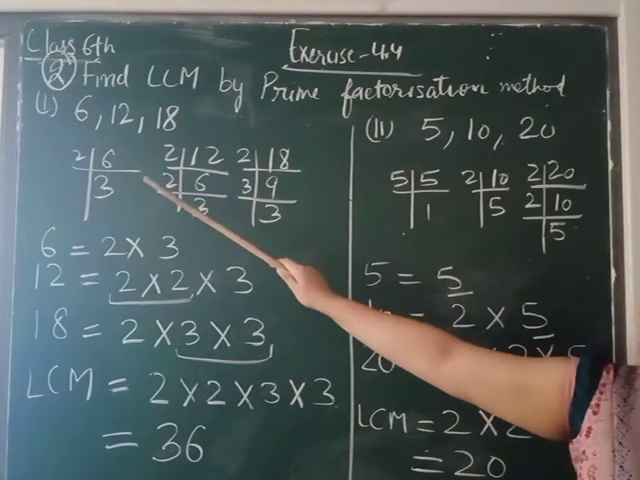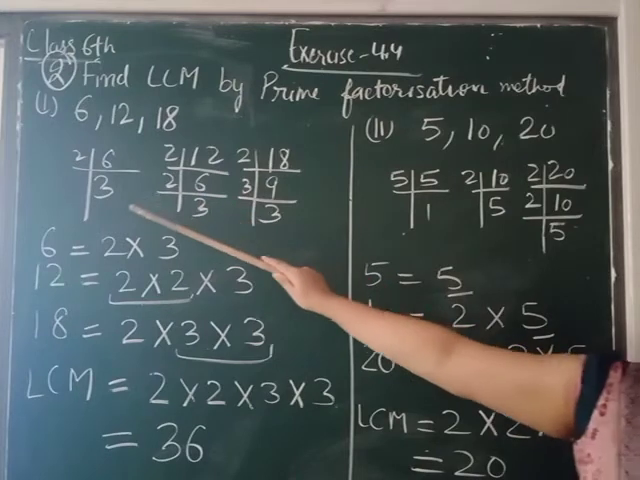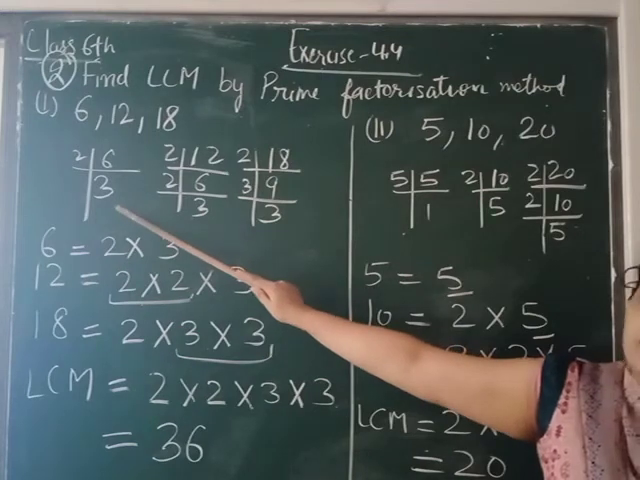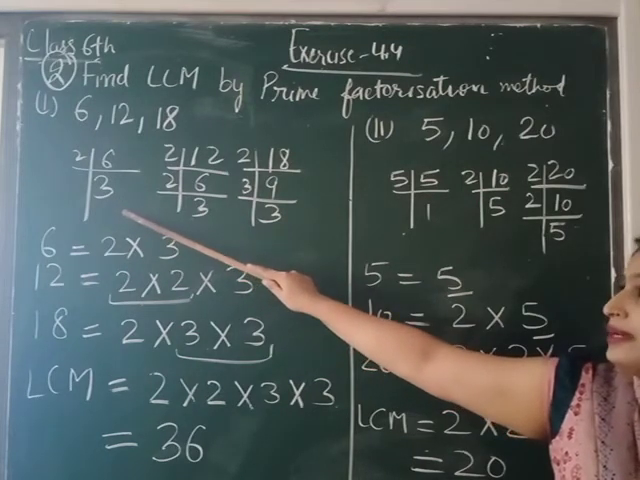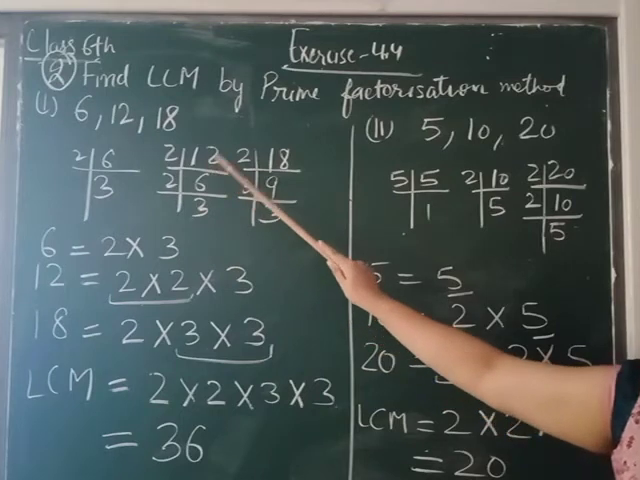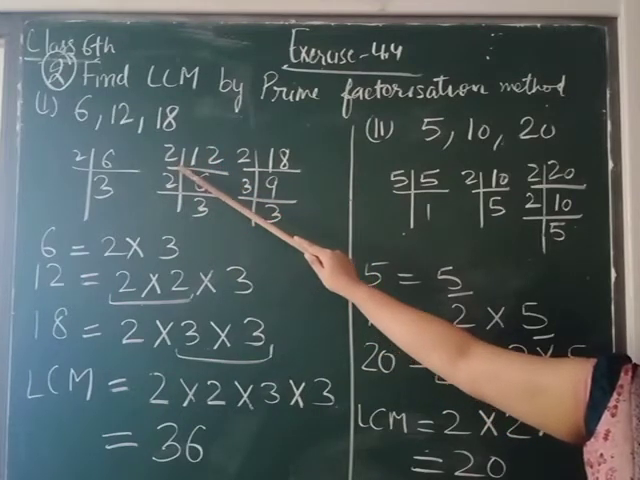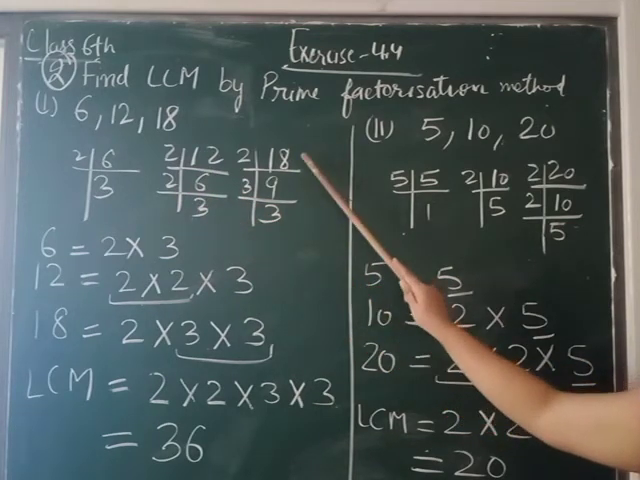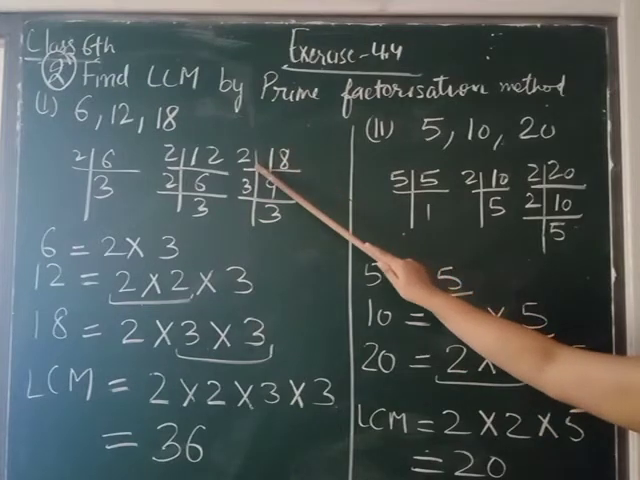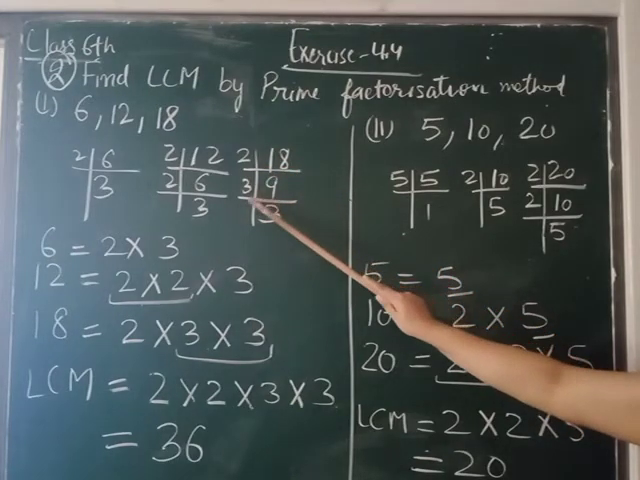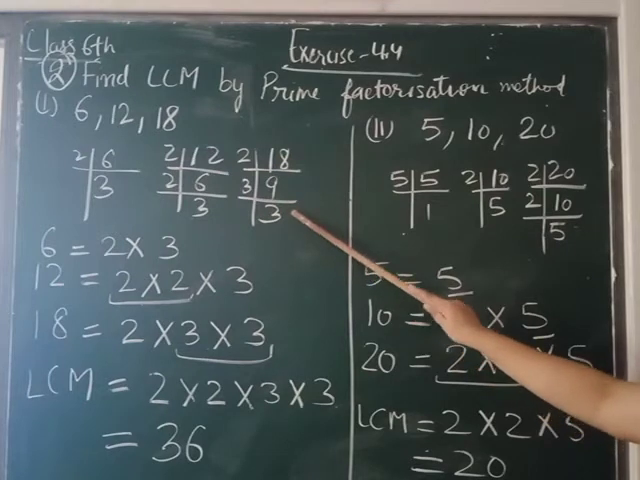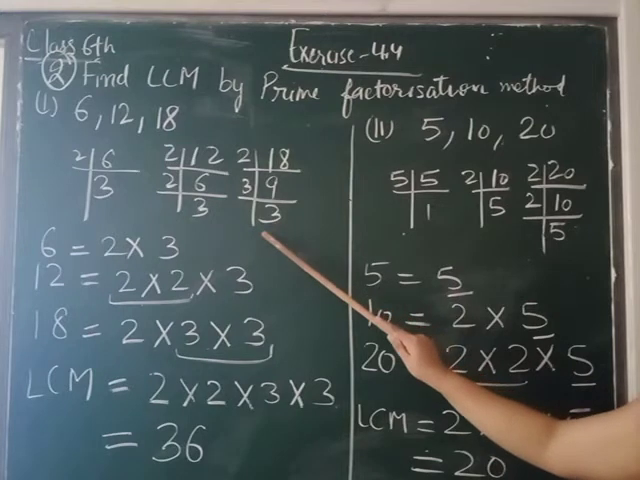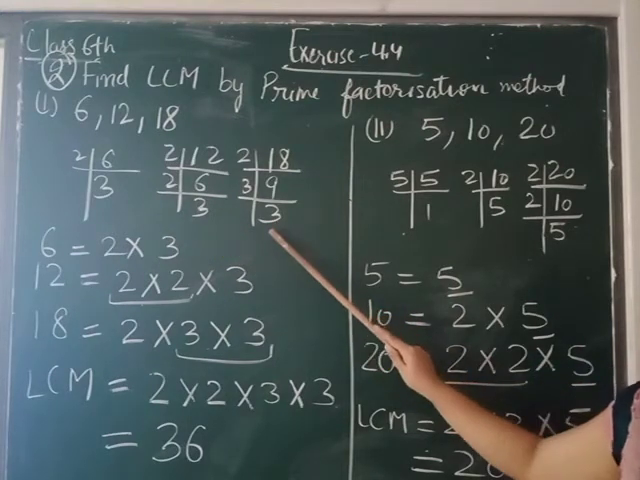So when 6 is divided by 2, the quotient will be 3. Here we will write the quotient in each step. After that 3 will not have any other factor because 3 is a prime number. So leave it here. Next come to 12. 12 is divisible by 2 because it is an even number. 6 will be the quotient and 6 is divisible by 2. 3 is the quotient. Next number is 18. Divisible by 2. 9 is the quotient. 9 is divisible by 3. 3 is the quotient. We have stopped here because at the end we have found the prime number 3. It will not have any other factor.